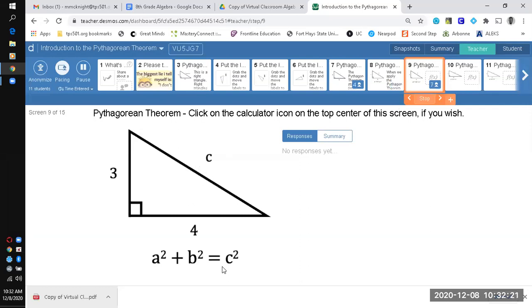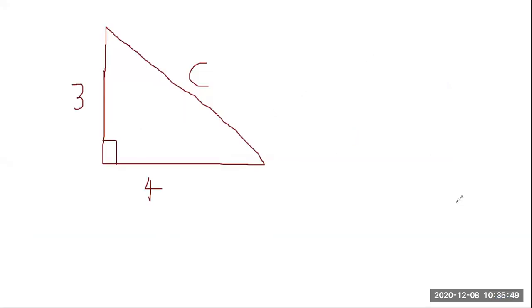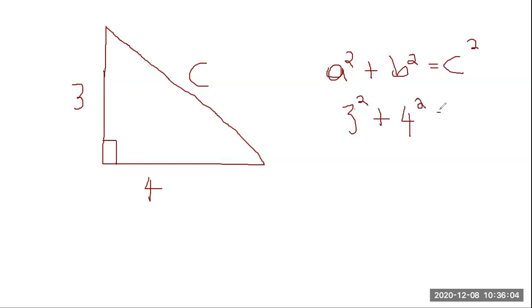It says I'm trying to find what C is, right? It says A is 3 and B is 4. I put those in, I need to find what C is. So the question asked me to find what c is. So I'm going to go ahead and write my theorem: a squared plus b squared equals c squared. I have a, so I'm going to do 3 squared. And I have b, so I'm going to do 4 squared, equals c squared. The goal is to find c.